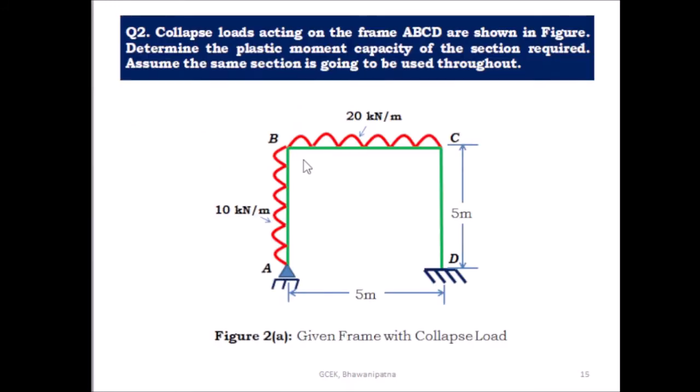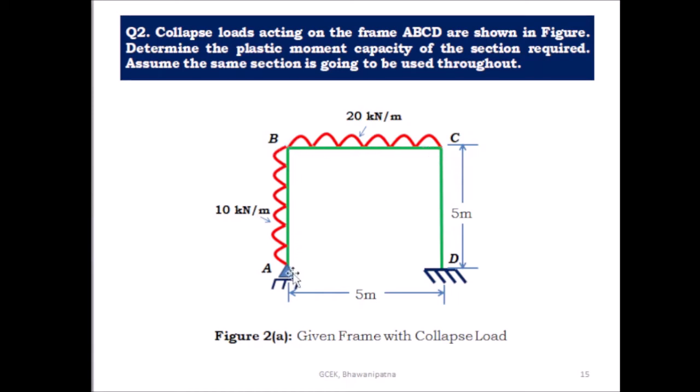Then coming to the second problem, collapse loads acting on the frame ABCD are shown in figure. Determine the plastic moment capacity of the section required. Assume the same section is going to be used throughout. So here the same section is used throughout the portal frame ABCD. This is the vertical member AB, this is vertical member CD, this is the horizontal member BC.